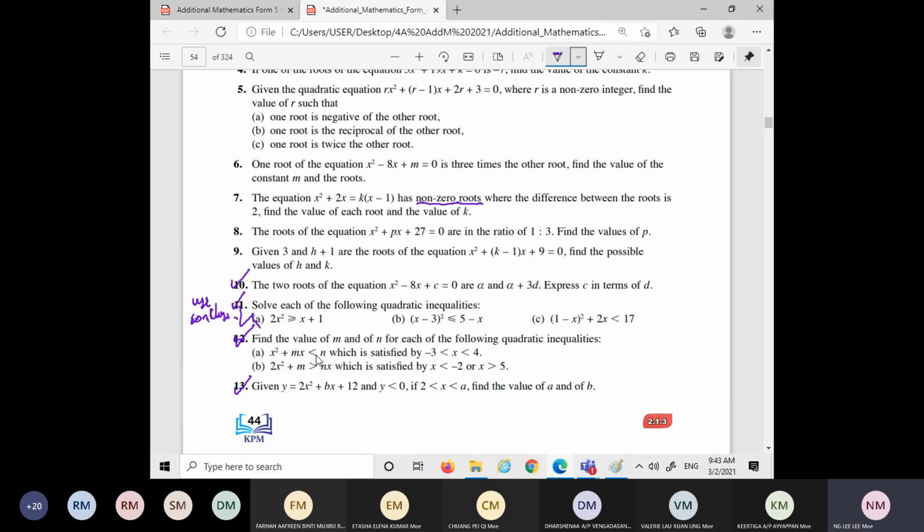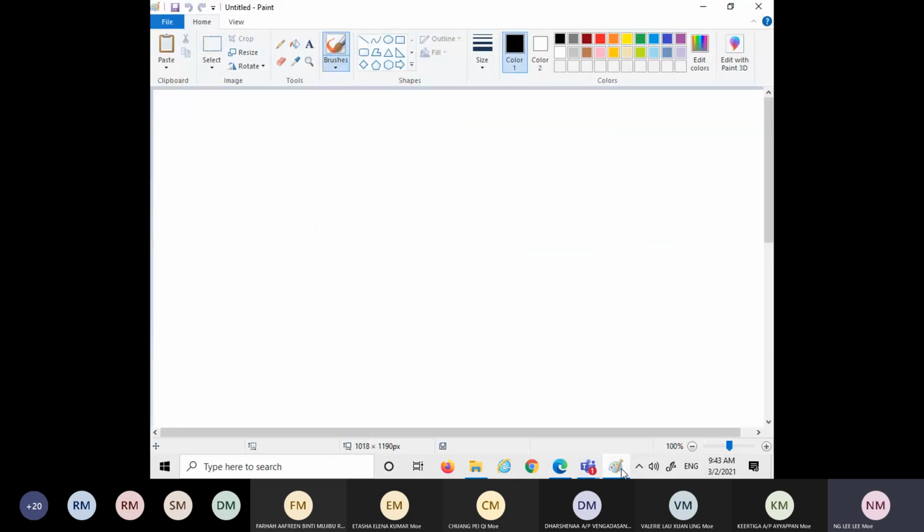Look at question 10 first. This one is a bit special. Special questions, so that next time when you have this kind of situation, you will know what to do. Now we start with question number 10. The 2 roots of the equation: one is alpha, the other one is alpha plus 3d. The question is to express C in terms of D.